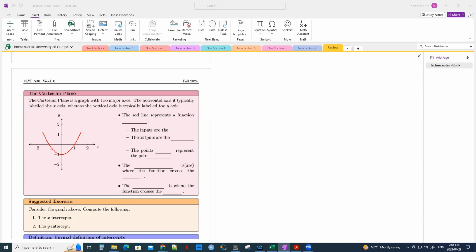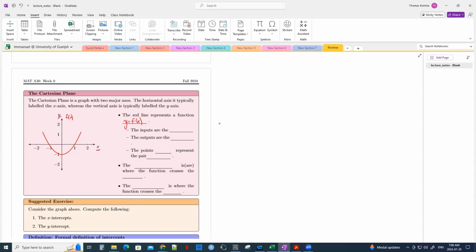The Cartesian plane is a graph with two major axes. The horizontal axis is typically labeled the x-axis, whereas our vertical axis is typically labeled the y-axis. This is sometimes labeled f of x or whatever the function is. Now, here, the red line represents function y equals a function of x.